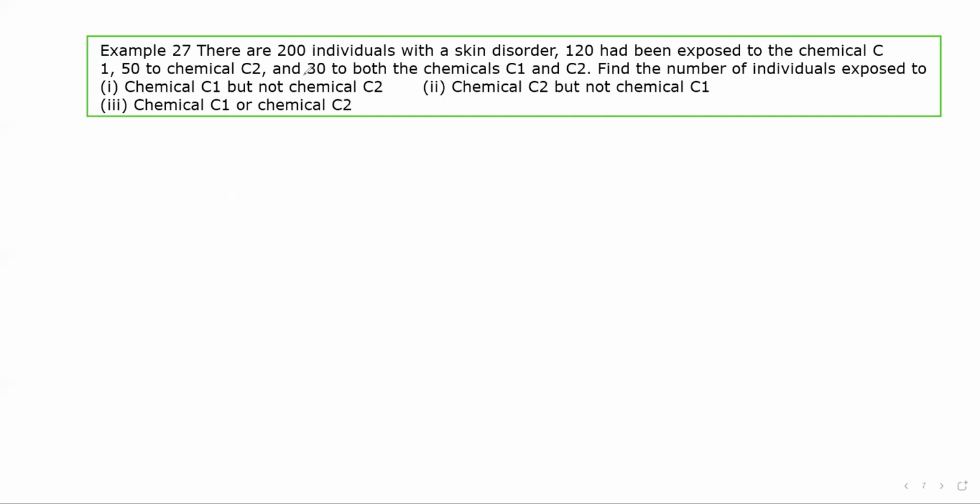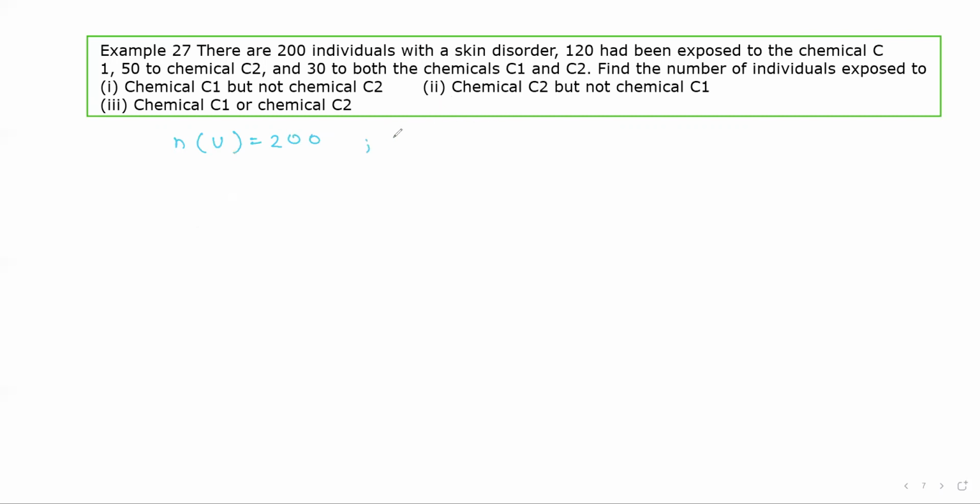You're given that 200 individuals have skin disorders and 120 have been exposed to the chemical, which means there might be people who have a skin disorder, but C1 and C2 chemicals are not the reasons for it. Also, it hasn't been mentioned anywhere in the question that all the individuals are exposed to either of the two chemicals. So here also we'd have to consider this 200 as the universal set initially.